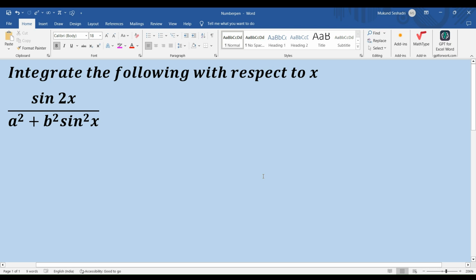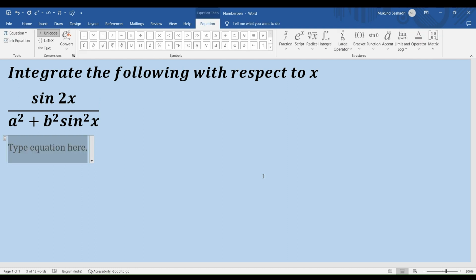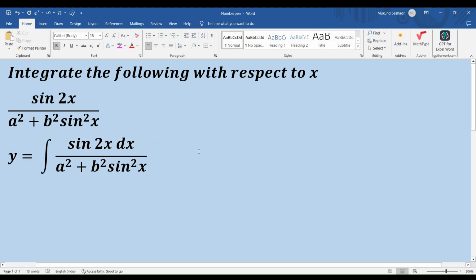So there we have the problem on the screen. Integrate the following with respect to x. We have sin 2x divided by a square plus b square sin square x, right? So what we've been given is dy by dx and we've been asked to find y. My y is nothing but the integral of the given expression. So let's write down what's our y. So there we are. That's our y.